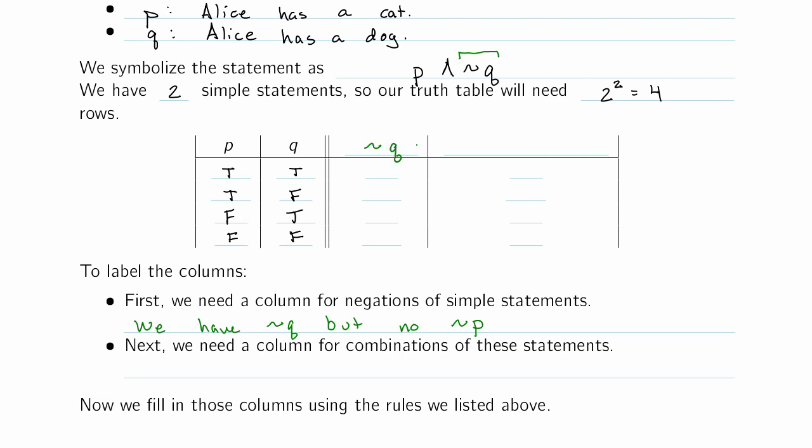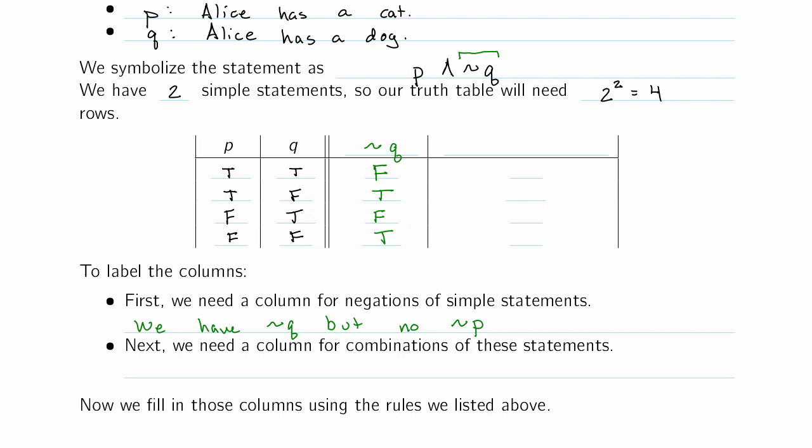How do we compute that? Remember, negation has the opposite truth value of what's being negated. So not Q has the opposite truth value from Q. So when Q is true, not Q is false. Q is false, not Q is true. Q is true, not Q is false. Q is false, not Q is true. That's how we fill in that not Q column. In every row, it's the opposite of the truth value that we see for Q.